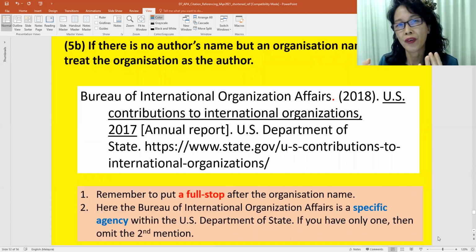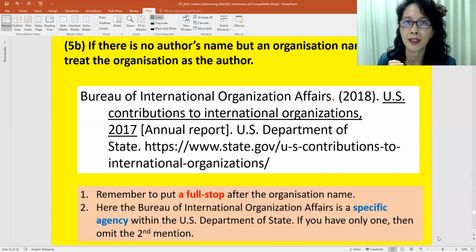Next, if there is no author's name, but an organization name is available, then treat the organization as the author. The example here, Bureau of International Organization Affairs. Remember the full stop here, even though it is the full name. And then the year, full stop. And then the title of the report, followed by US Department of State. This is the bigger department. The bureau is within it. But in certain cases, there's only the government department there, and there is no second name. So we use only one, omit the mention of the second.